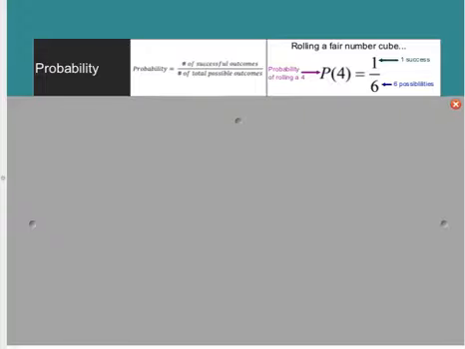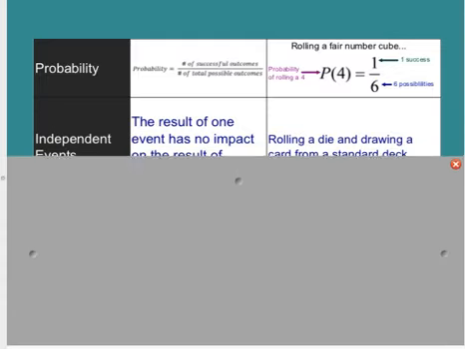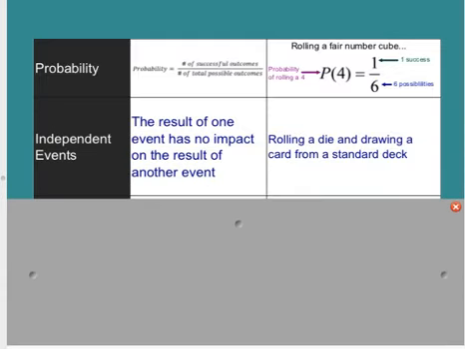For example, probability is successful outcomes over possible outcomes. Probability of rolling a 4, so we did the 1 success out of 6. We've been doing that. Independent events: the result of one event has no impact on the result of the other event.